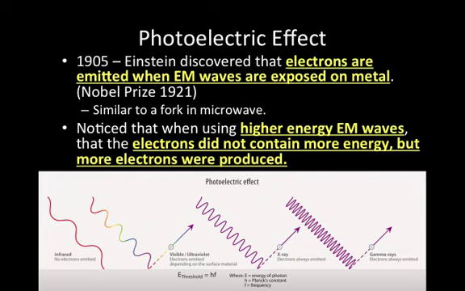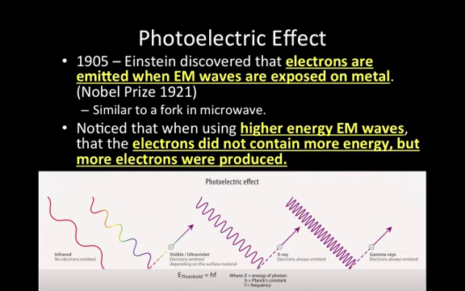So, in 1905, Albert Einstein discovered that electrons are emitted when electromagnetic waves are exposed to metal. Think like a microwave. You put a fork in the microwave, it sparks, right? That's because the electromagnetic wave is adding energy to the fork, and those electrons inside the atoms in the fork are being ejected. And so Einstein predicted that when you used higher energy electromagnetic waves, so for example, if instead of a microwave we used an X-ray, he expected that the electrons would have more energy, that when those electrons were ejected, they would have more energy associated with them. But they didn't.